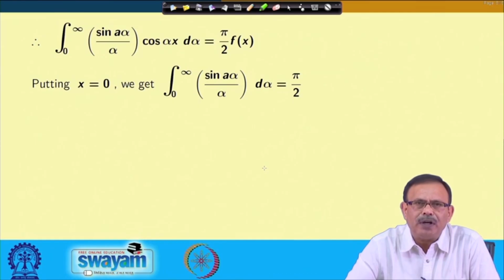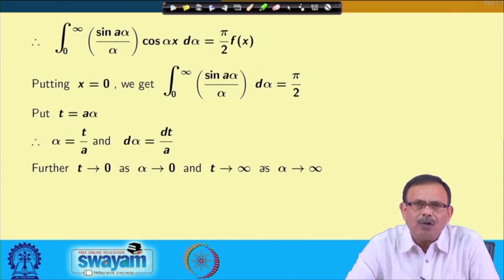But I have to find out the value of the integral from 0 to infinity of sin t by t. So, I am substituting t equals a alpha, so that d alpha I can obtain. Also, the limit of t will be from 0 to infinity, because as alpha approaches 0, t approaches 0, and alpha approaches infinity means t approaches infinity. So, from here you can tell the integral from 0 to infinity of sin t by t dt equals pi by 2. So, this completes the proof of the example.